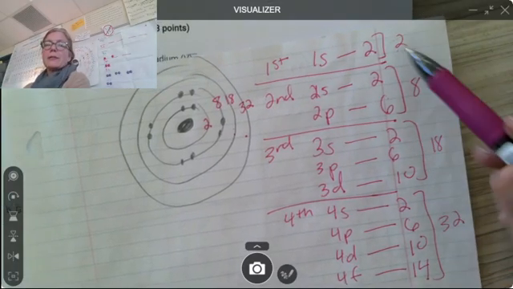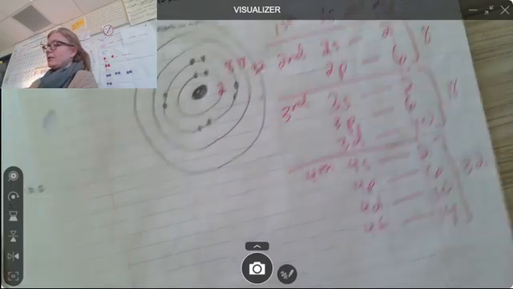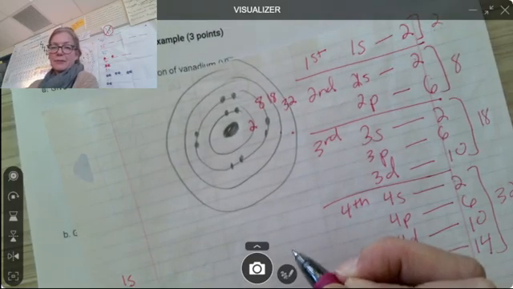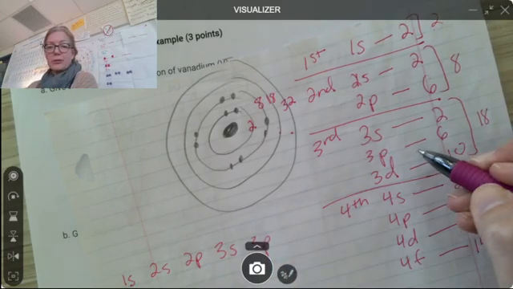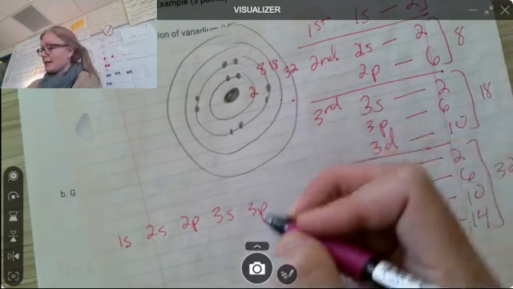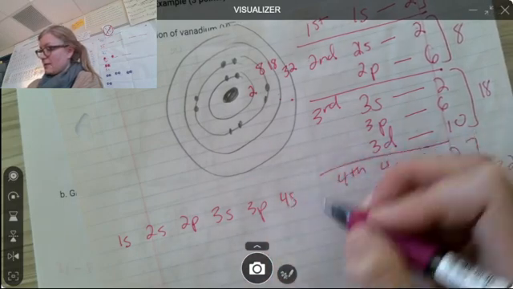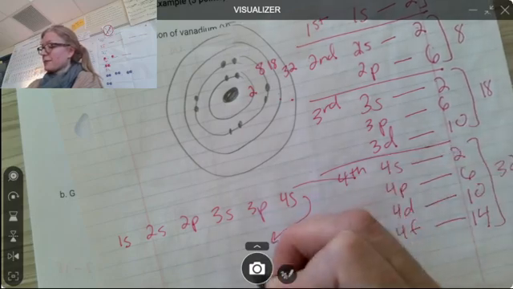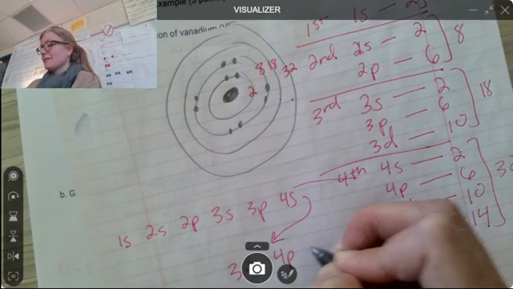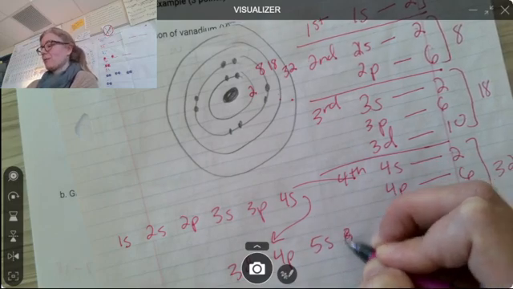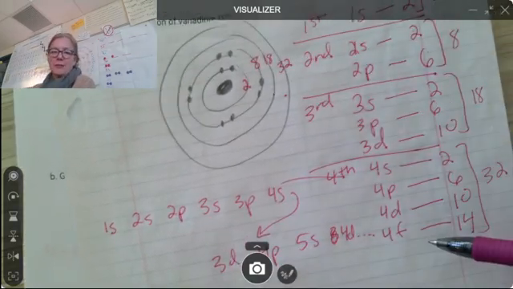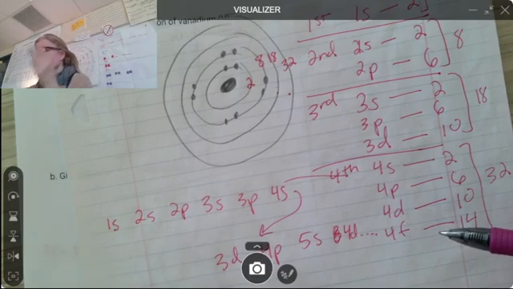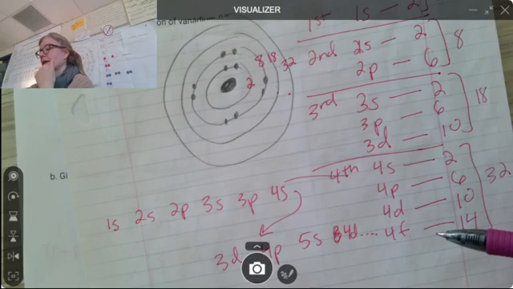Okay, again, the tricky part is that they don't fill in order. We do start with 1s when we're filling the sublevels, and then we go to 2s, and then we go to 2p, and then we go to 3s, and then we go to 3p. So far, so good. But the thing is, you actually jump up to 4s next. After 4s, you go back to 3d, then you go to 4p, then you go to 5s, and then you go back to 4d. You don't need to memorize that. I'm just trying to show you how the sublevels don't fill in numerical order like you would hope. The order that they fill in, though, is embedded in the periodic table, which I will show you in a second.